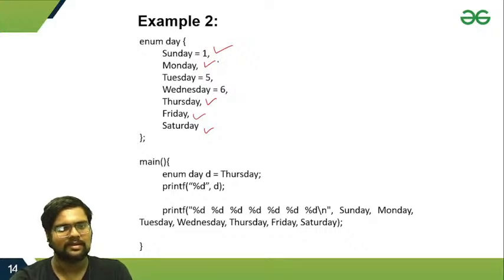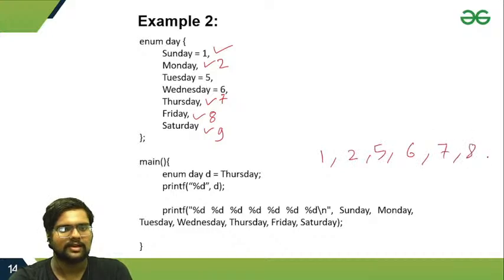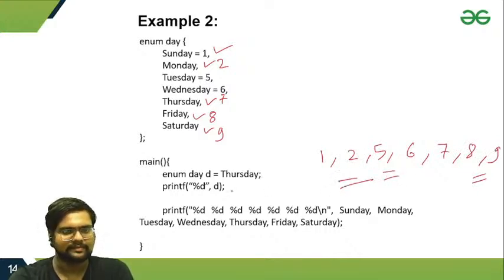So Monday will be 2. Here Tuesday is 5, Wednesday is 6, and then Thursday will be one more than the previous. So since 6 is there, 7 will be there. Friday will be 8, Saturday will be 9. So when we print all this, it will print 1 for Sunday, 2 for Monday, 5 for Tuesday, 6 for Wednesday, 7 for Thursday, 8 for Friday, and 9 for Saturday. So this will be our output. For Thursday, it will print 7.